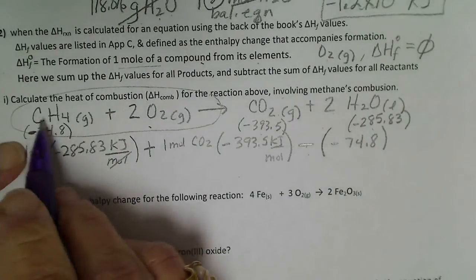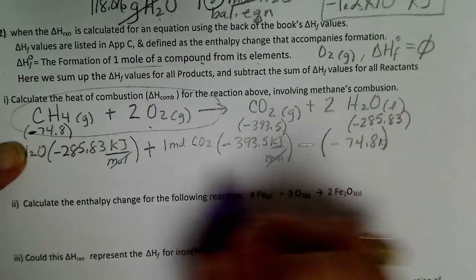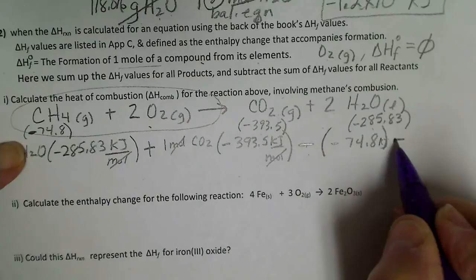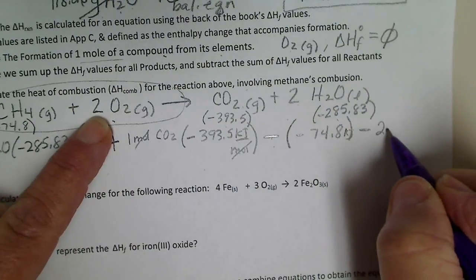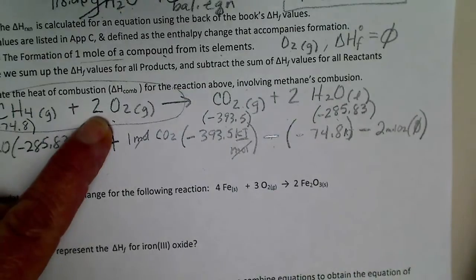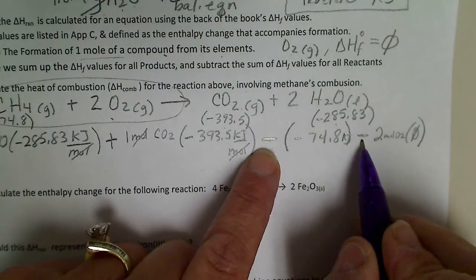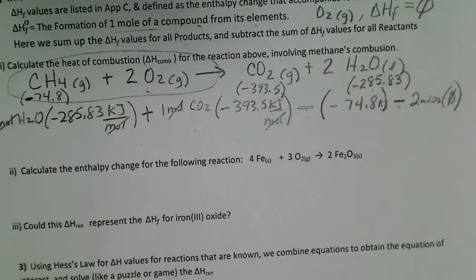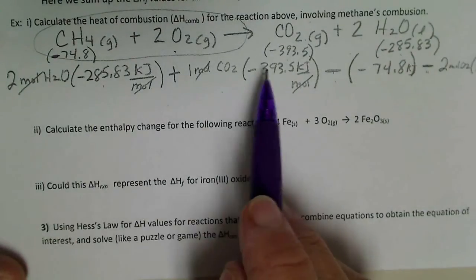And there's only 1 mole of that, so I'm not showing the kilojoule per mole. I should show that cancellation to be consistent. And then I would also subtract from that the value for oxygen, 2 moles of O2, but that value from the back of the book is 0 anyway. So we want to make sure that we always subtract off all the reactants from the sum of all the products.